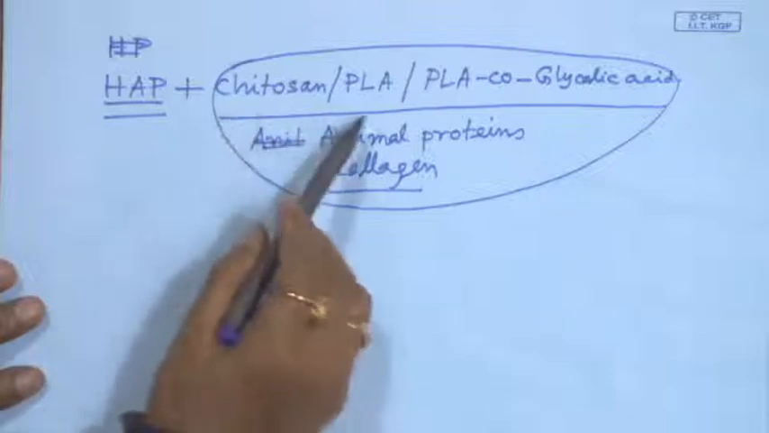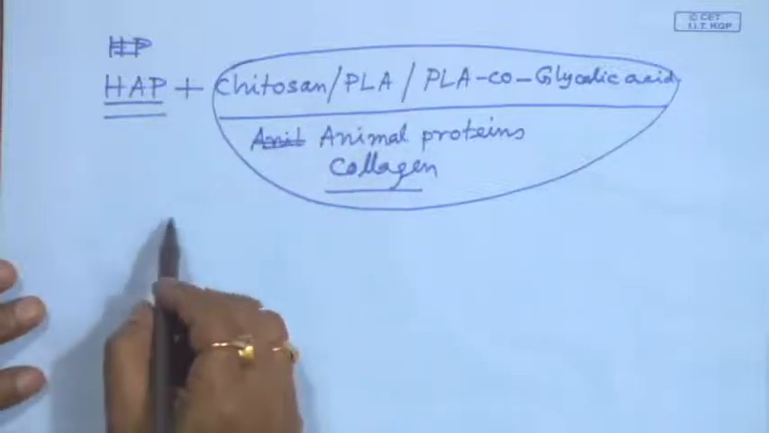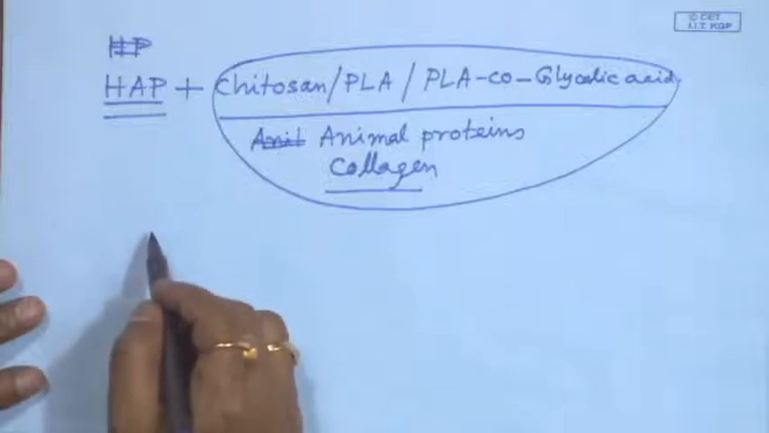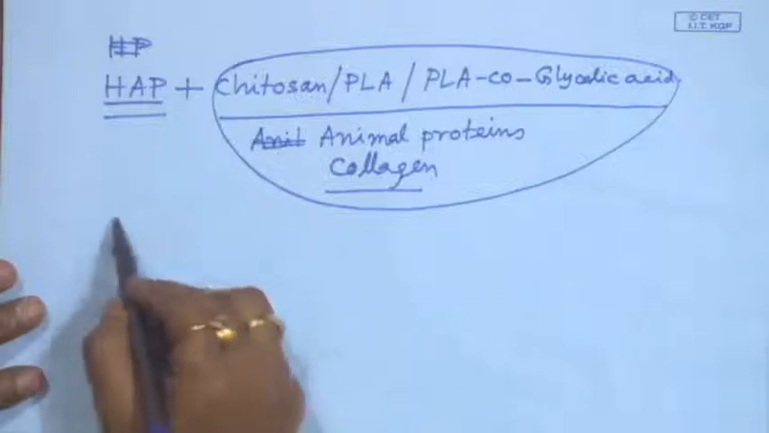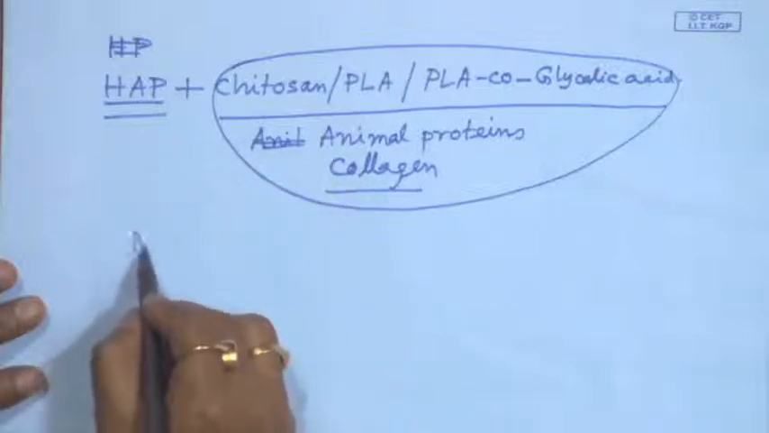Now, this biodegradable matrix and HAP can be used as artificial bone, which will be replaced by the native bone.